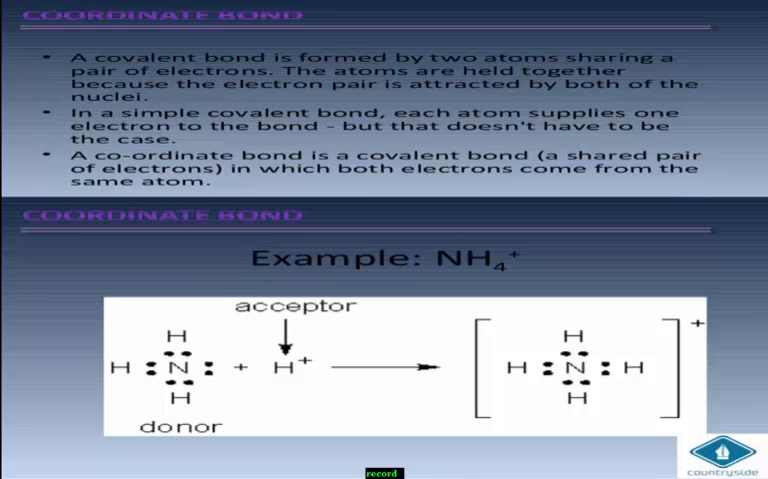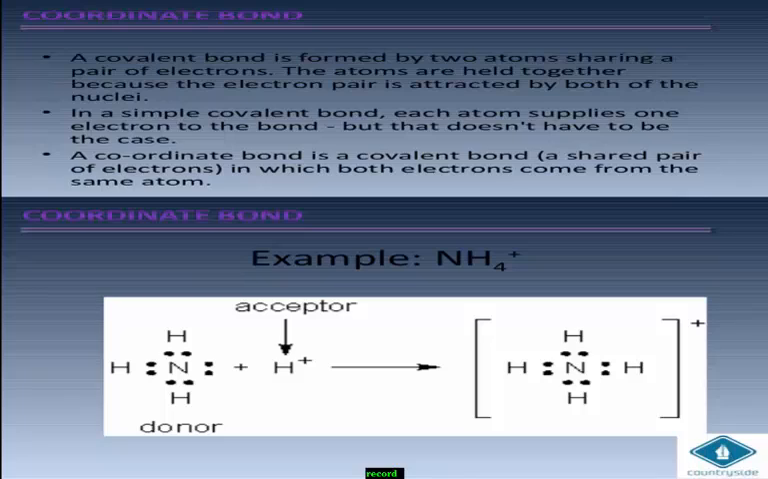Next, another type of bond, students, that is coordinate bond. What is coordinate bond, students? Remember, this coordinate bond is also called dative bond. It is the covalent bond where the shared pair of electrons is contributed or donated by one of the bonded atoms, and is known as coordinate bond.